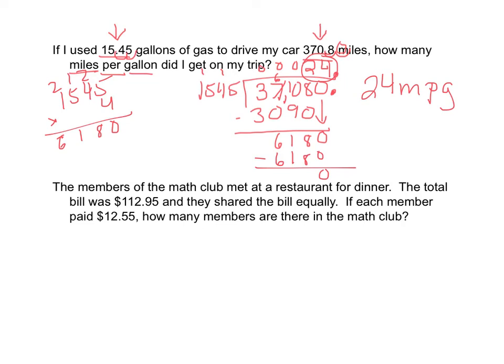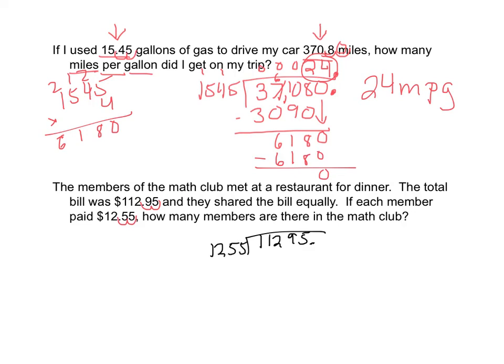Members of the math club met at a restaurant for dinner. The total bill was $112.95 and they shared the bill equally. If each member paid $12.55, how many members are there in all in the math club? Once again, I'm going to move my decimal point over 2 spots because that's what I'm dividing by, which means I'm going to move this over 2 spots. So I'm taking 112.95, which the decimal point is now at the end because I moved it over 2 spots, and dividing it by 12.55.